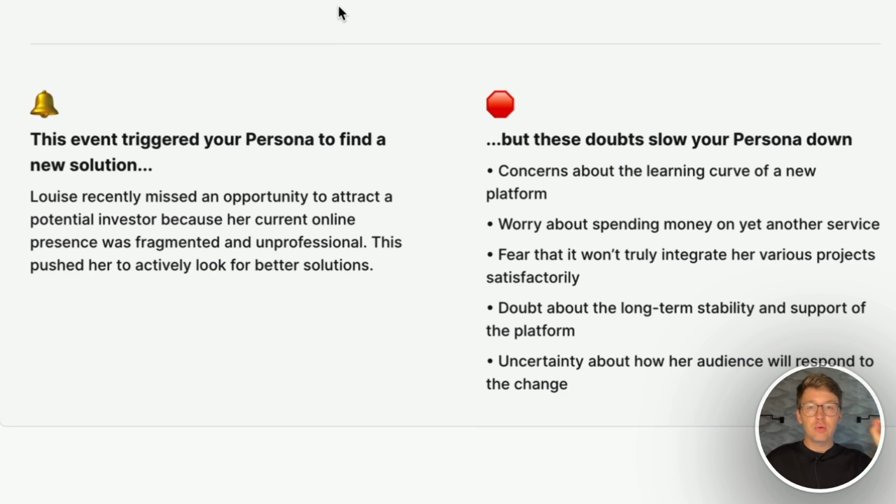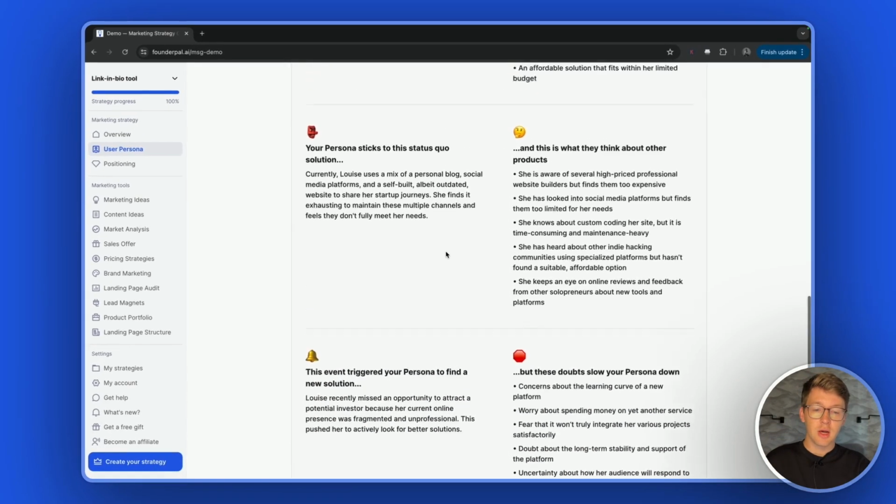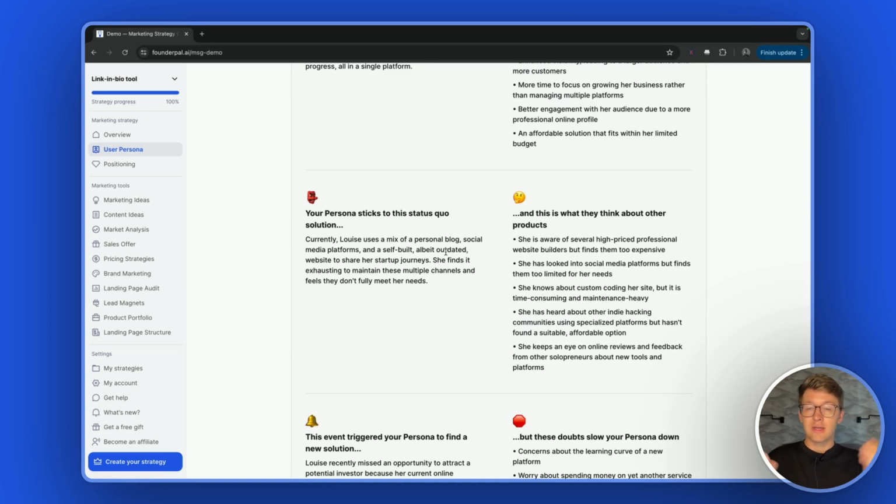And finally, to understand how the person got to your business, you need to understand what event pushed your persona to ditch the status quo solution, and also what doubts and objections are slowing down your persona from switching to your product, because this is the customer journey you need to master in order to have a high conversion rate. All of this you can get in 10 seconds.